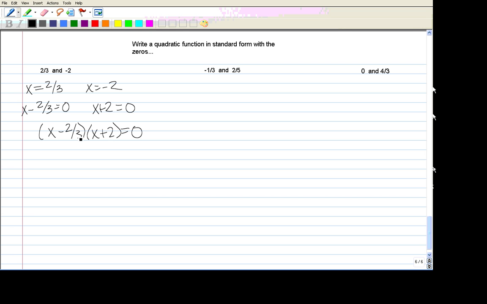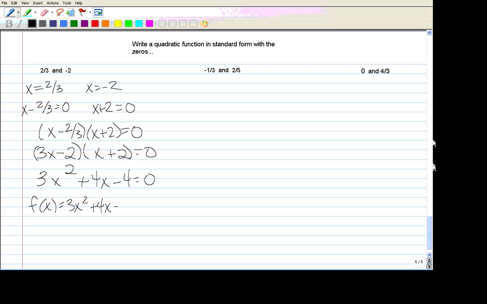Now I'm going to get rid of this fraction so that way it's a little bit easier to multiply. So to get rid of this fraction I would need to multiply it by 3. So in the first parentheses I'm going to multiply both by 3. So I'll get 3 times x minus 2/3 times 3 is 2. Now that's a little bit easier to multiply out. You don't have to worry about the fractions. So you just FOIL, and you'll get 3x squared plus 6x minus 2x is a positive 4x, and then negative 2 times positive 2 is a negative 4. So that function is 3x squared plus 4x minus 4.